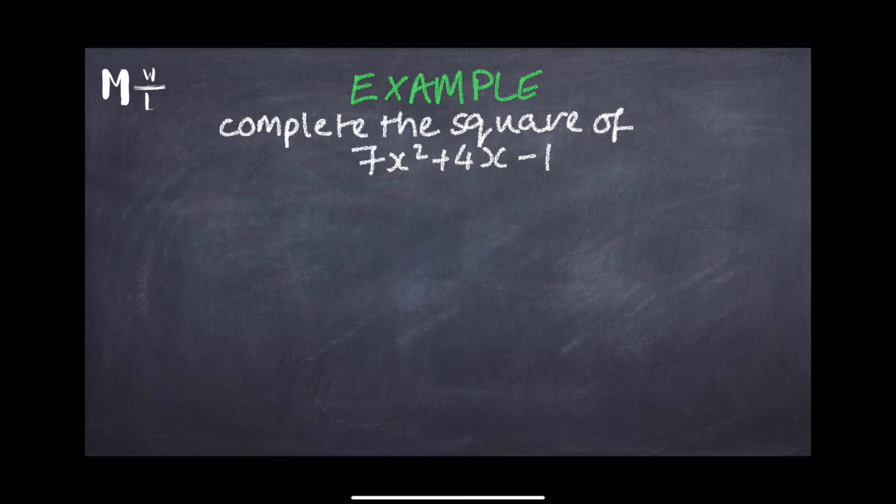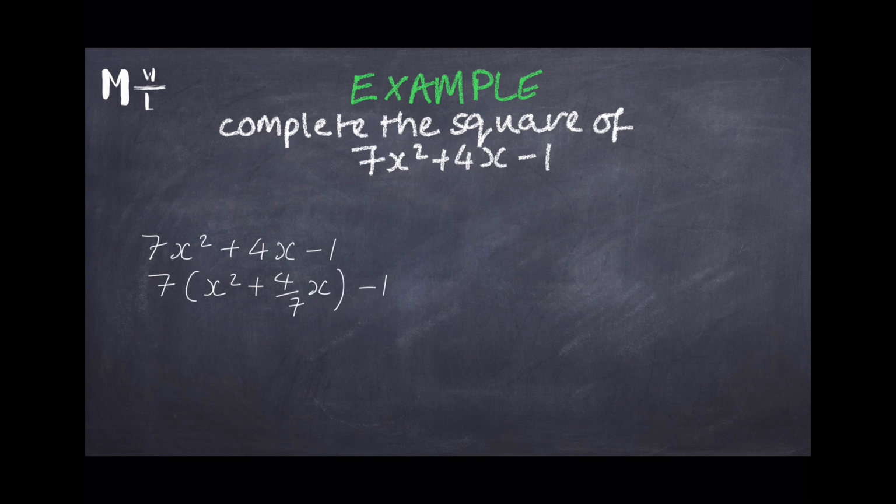In this next example, it's a bit trickier. The x squared coefficient is not equal to 1, therefore it makes it a little bit harder. This is more a level 8 or 9 question. To tackle this question, what we'll do is factorise out the 7 in this instance. So we'll end up with 7 brackets x squared plus 4 over 7x, and then the 1 will just remain outside. The next step is to complete the square on what's inside the brackets.